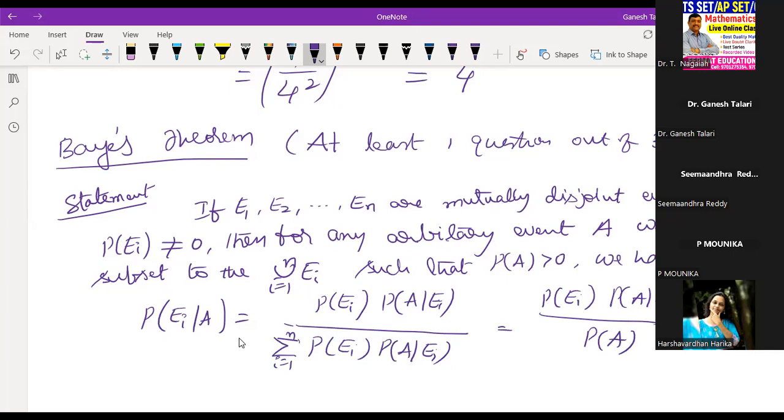I'll clearly explain the statement of this Bayes theorem, because you can definitely expect questions from Bayes theorem. That's why we'll explain it again and again, so that if you are clear about the statement, then you can easily answer. I think now my voice is clear.